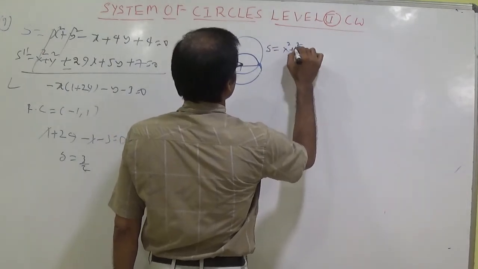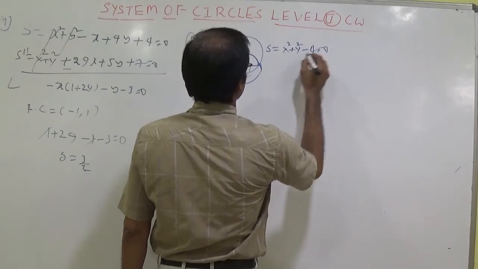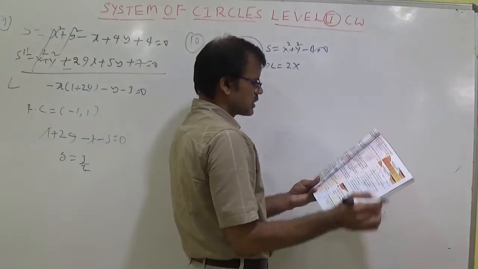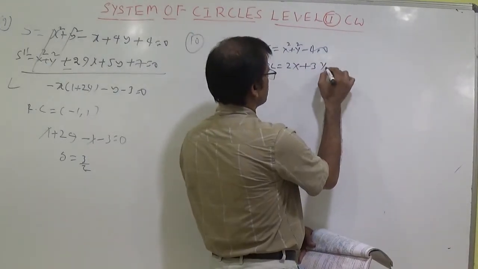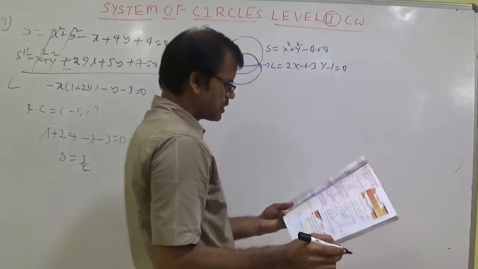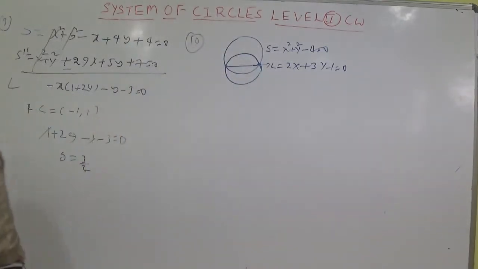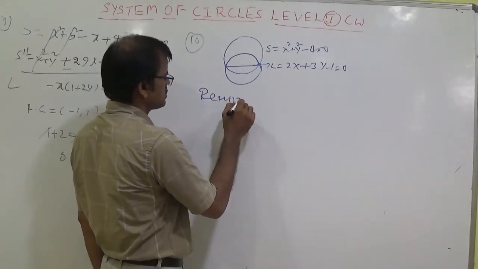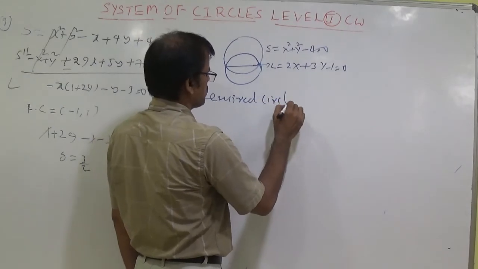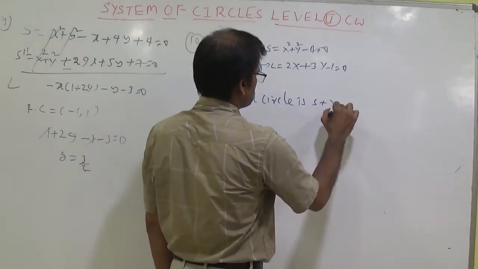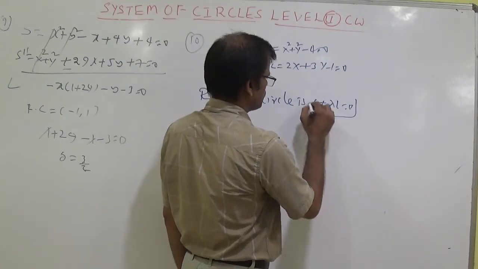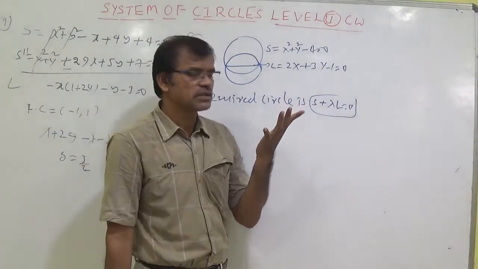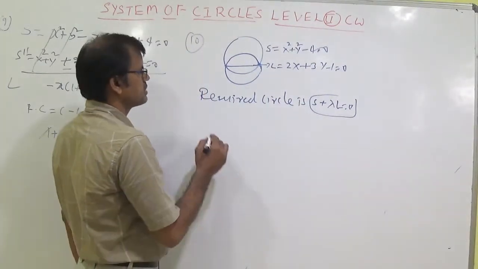S is equal to x square plus y square minus 4 equal to 0. L is equal to 2x plus 3y minus 1 equal to 0. The equation of the circle with AB as diameter: the required circle is S plus lambda L equal to 0. This is an important MSET question, not at mains level.